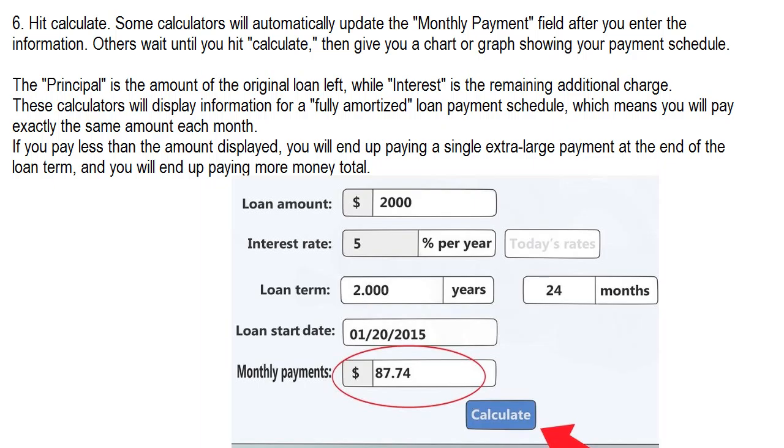The principal is the amount of the original loan left, while interest is the remaining additional charge. These calculators will display information for a fully amortized loan payment schedule, which means you will pay exactly the same amount each month. If you pay less than the amount displayed, you will end up paying a single extra large payment at the end of the loan term, and you will end up paying more money total.